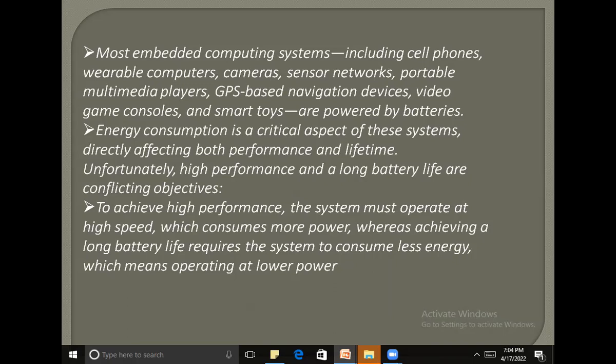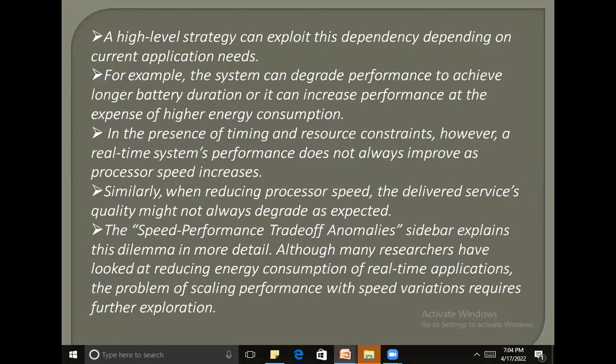Unfortunately, high performance and a long battery life are conflicting objectives. To achieve high performance, the system must operate at a high speed, which consumes more power, whereas achieving a long battery life requires the system to consume less energy, which means operating at low power. A high-level strategy can exploit this dependency depending on current application needs. For example, the system can degrade performance to achieve longer battery duration, or it can increase performance at the expense of higher energy consumption.